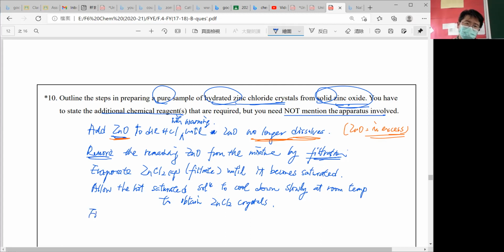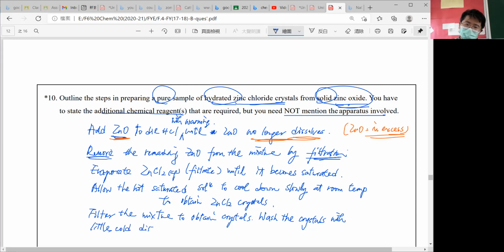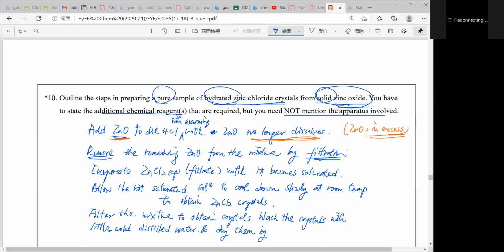跟住又過濾。今次我就唔係要用 filtrate，我係要用 residue。You're going to filter off the mixture to obtain the crystal. 仲要做啲咩？Washing。又係，嗰幾句好緊要！寫咩？With a little cold distilled water，跟住 and dry them by what? Pressing it between two pieces of filter paper.